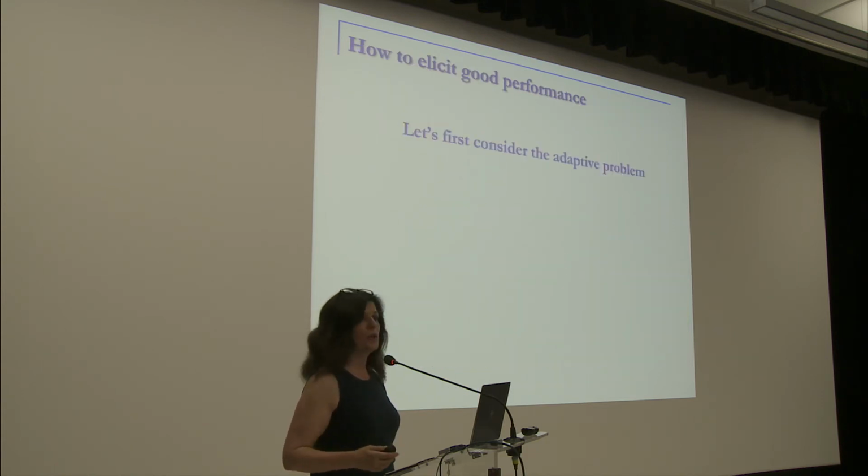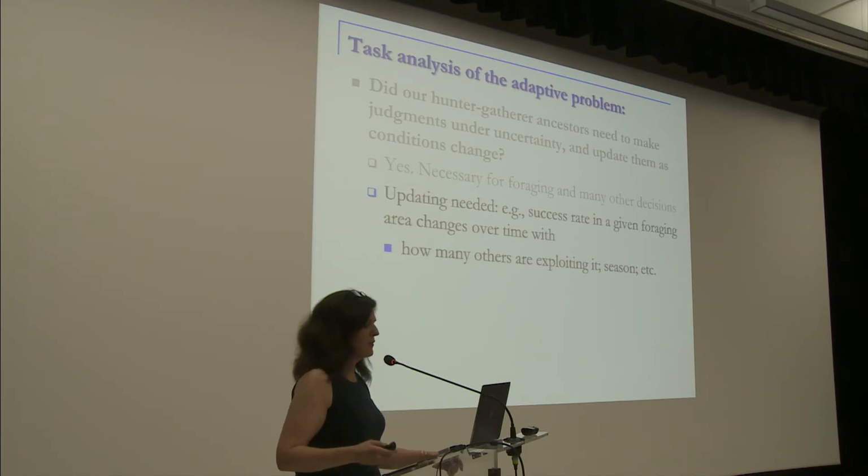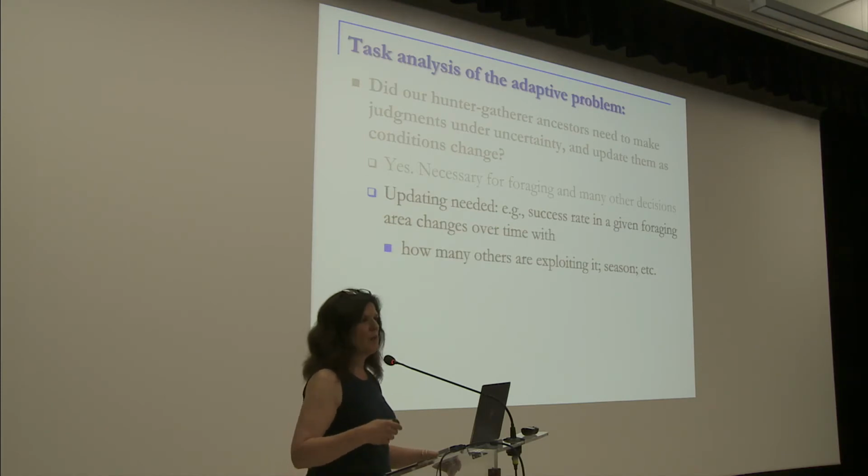Now, how to elicit good performance? First, consider the adaptive problem, your task analysis. Did our hunter-gatherer ancestors need to make judgments under uncertainty and update them as conditions change? Yeah, it's necessary for foraging and many other decisions. And updating those frequencies is needed because the success rate, for example, in a given foraging area changes over time with how many others are exploiting it, the season, and so on.